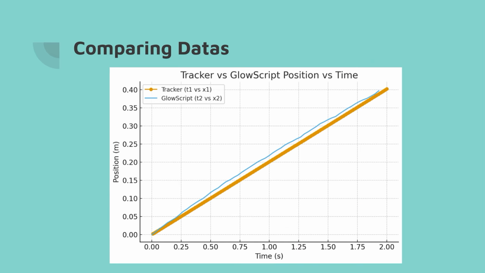Comparing the data. By looking at this data, the CoSpaces script data and the Tracker data, it almost lines up.